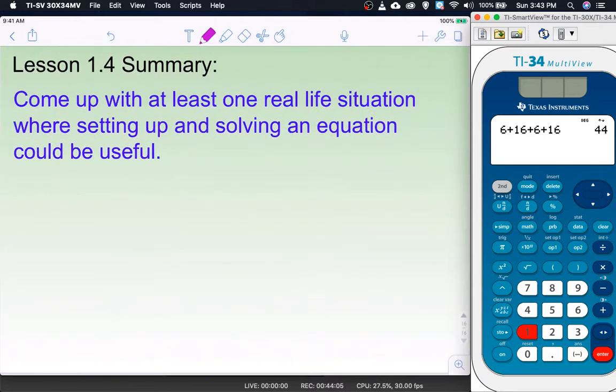Summary. So this is the last lesson of this unit on solving equations. So can you come up with, on your own, at least one real-life situation where setting up an equation could be useful? Think about it, pause the video, come up with an idea or two. When you're ready to continue, hit play, and we'll go through it together.